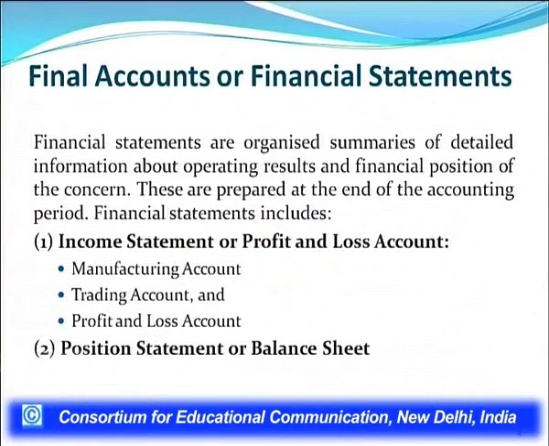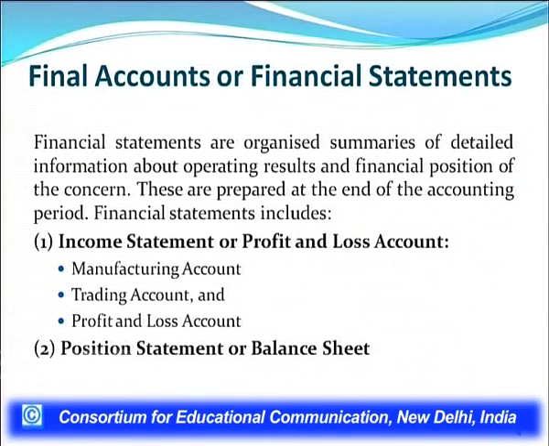Financial statements are organized summaries of detailed information about the operating results and financial position of the concern. Operating results means whether the business has earned profit or incurred any loss, and what is the financial position of the firm. And these statements are usually prepared at the end of the accounting period. Financial statements include two important statements. One is the income statement, commonly known as profit and loss account, and the other is the position statement or balance sheet.